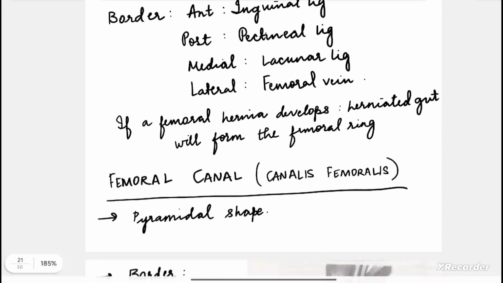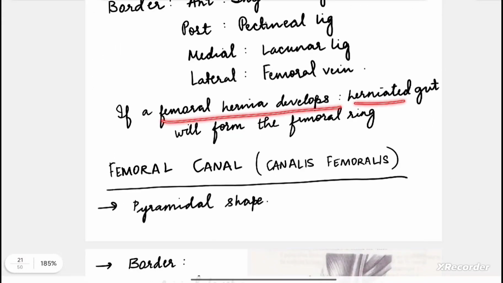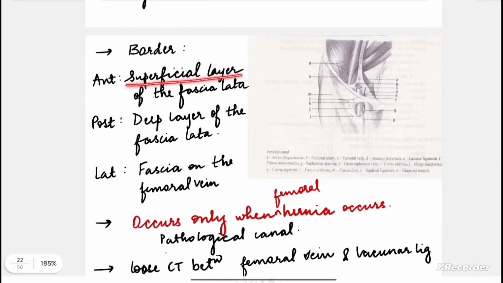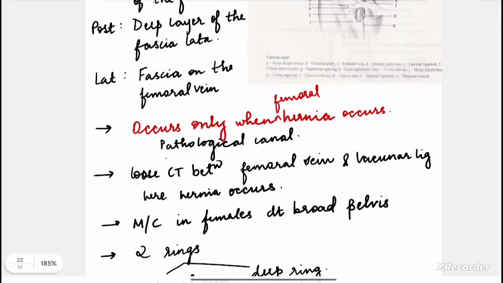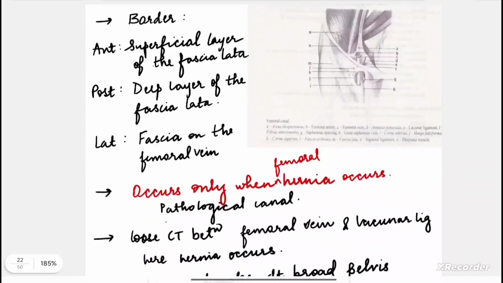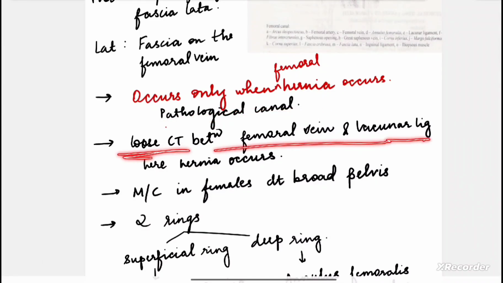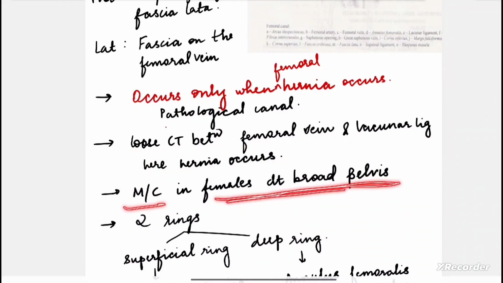Fine. If a femoral hernia develops, the herniated gut will form the femoral ring and femoral canal. It is pyramidal in shape. Borders are anteriorly superficial layer of fascia lata, posteriorly deep layer of fascia lata, laterally fascia on the femoral vein. Now this femoral canal occurs only when a femoral hernia occurs. It is a pathological canal. Loose connective tissue between the femoral vein and lacunar ligament. Here hernia occurs, most common in females due to broad pelvis.